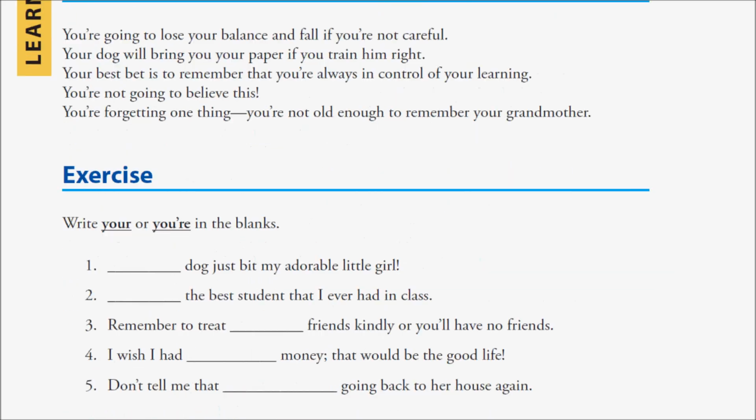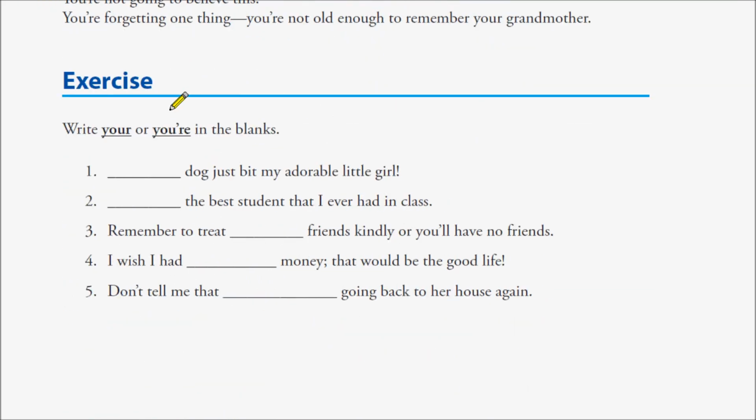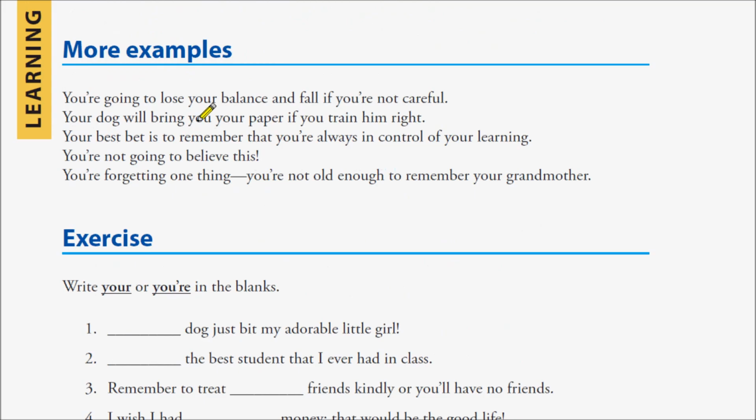All right, now what you're going to do here is write "your" or "you're" in the blanks. So if it's the same as "you are," then you're going to write "you're," with the apostrophe. Like right here, see the sentence right here? You wouldn't say "you are dog." Okay, "you are dog." It doesn't make any sense. That's why it has to be this one.